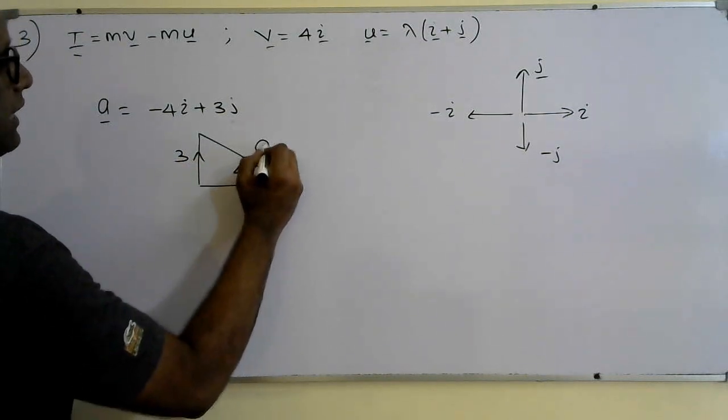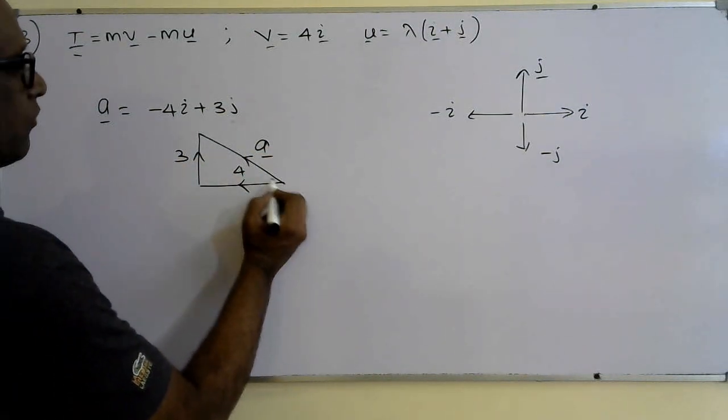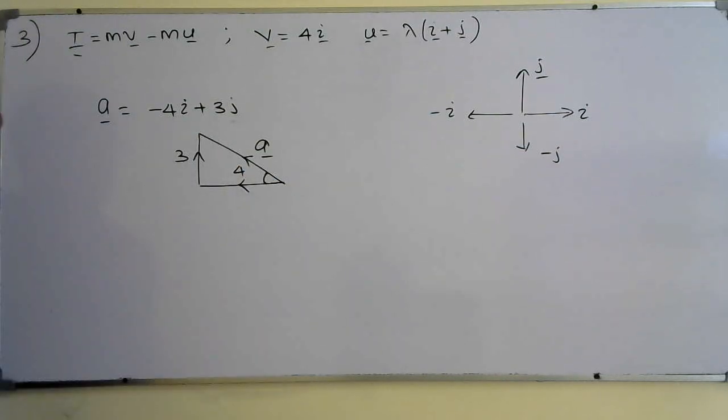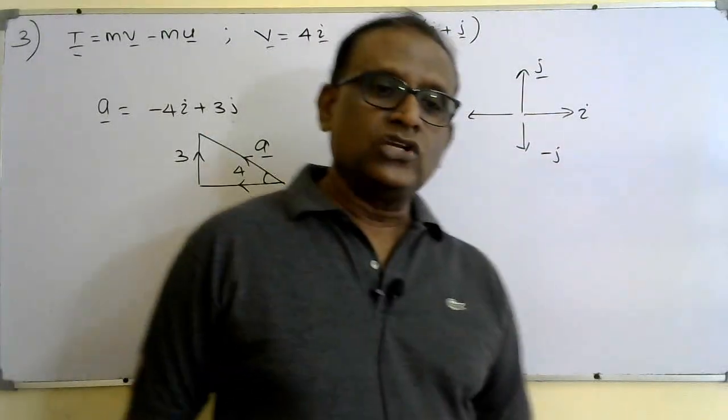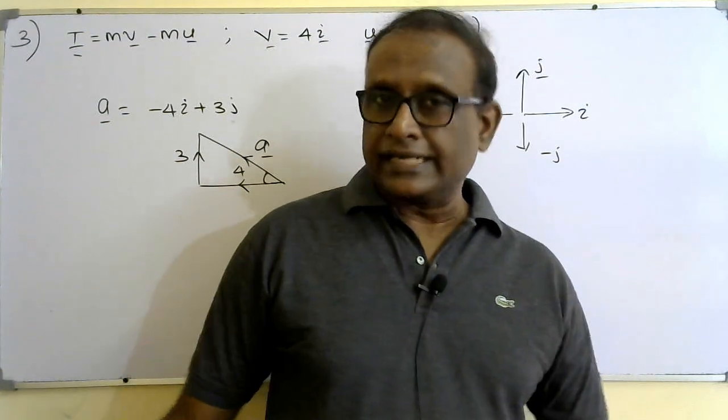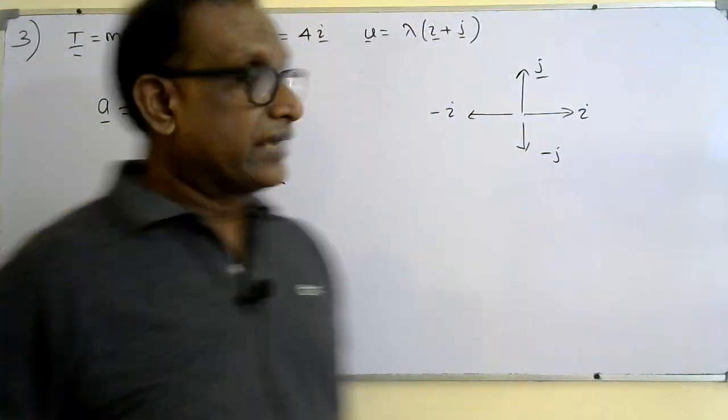This is the vector A, and this is the direction of vector A. What will be this angle? You can use tan inverse 3 by 4. If you find it, you will get the direction angle of the vector A.